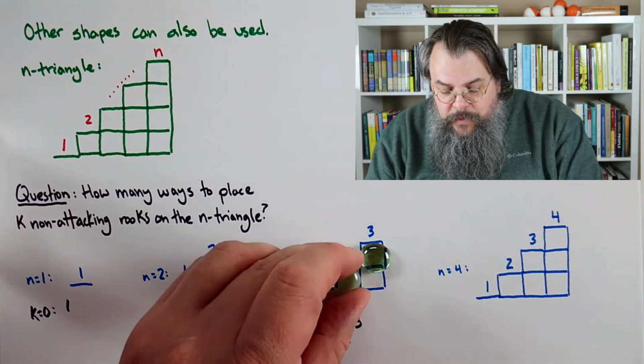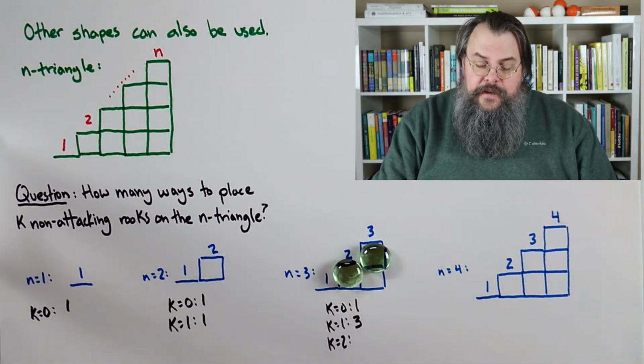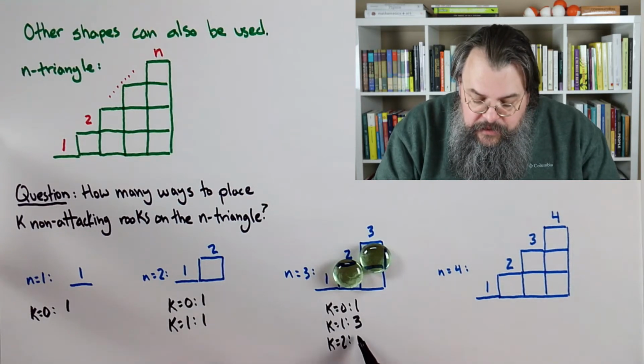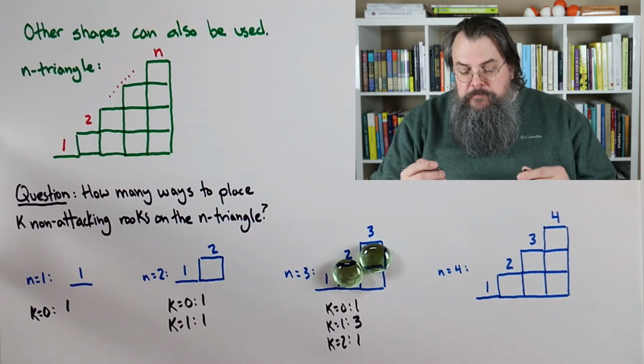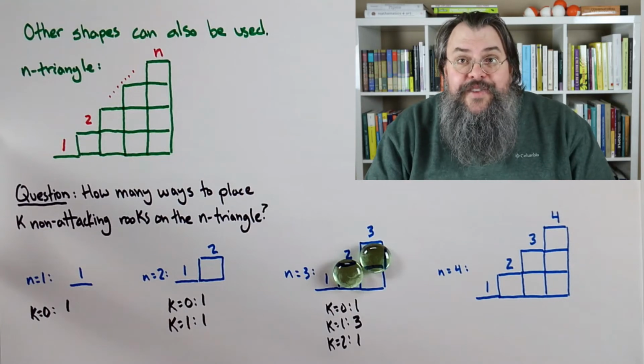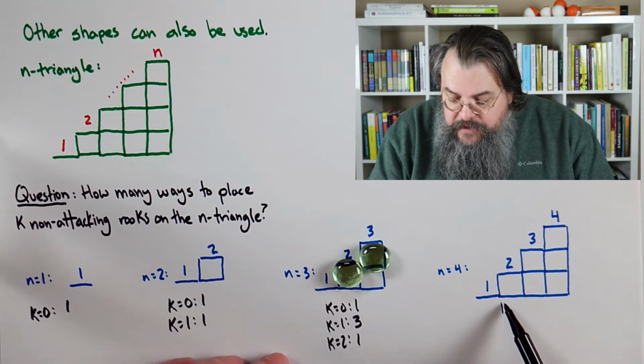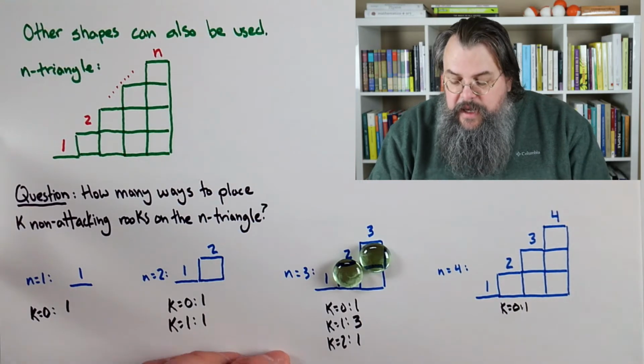So there's just one way to do it, right there. Boom, boom. That's it. That's the only way to do it. Okay, so 1. All right. Well, how about the next case? Okay, well, k equals 0, still a freebie. Just one way to do that.